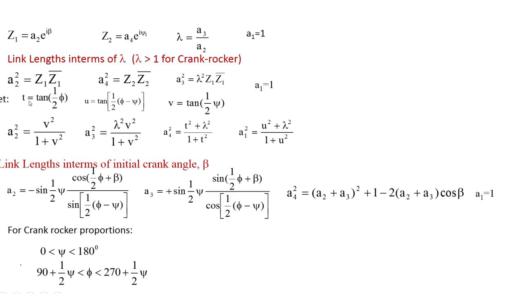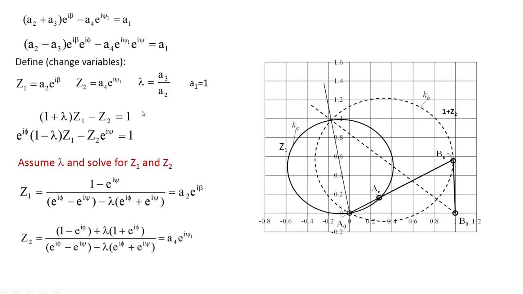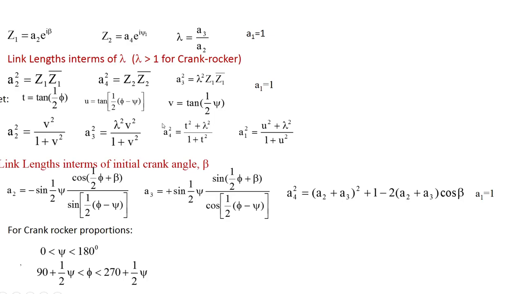What you do is you let T be equal to tangent one half phi, U be equal to tangent one half phi minus psi, V be equal to tangent one half psi. You substitute into these equations, since we have Z1 and Z2 like this. I did it once, and I know it's not that simple, but you can do it. Actually, you will obtain A2 squared equal to V squared over 1 plus V squared, all divided by U squared plus lambda squared plus, divided by 1 minus plus U squared. So you will end up like that.